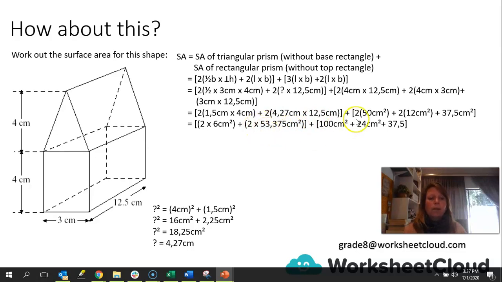Got to double that. Right, we've already worked out our area of all the different faces in our rectangular prism. We've got to double this one to get 100 centimeters squared. Got to double the 12 to get 24 centimeters squared. And I'm just going to add that on. And don't forget the centimeters squared there, like I did. Right, let's add them all together. So 2 times 6 is 12. Multiply that out, it's going to give me 106.75 centimeters squared.